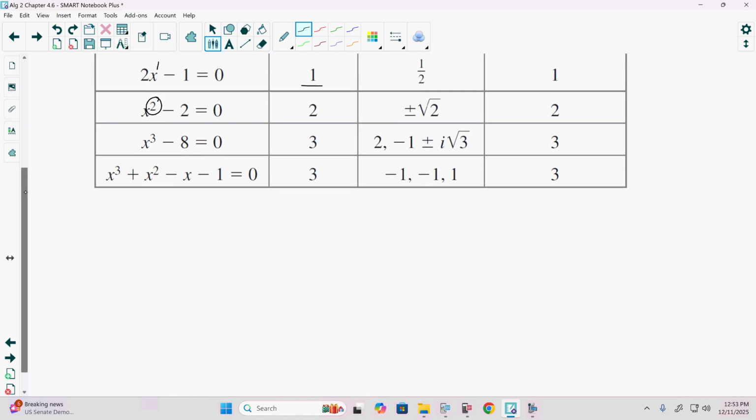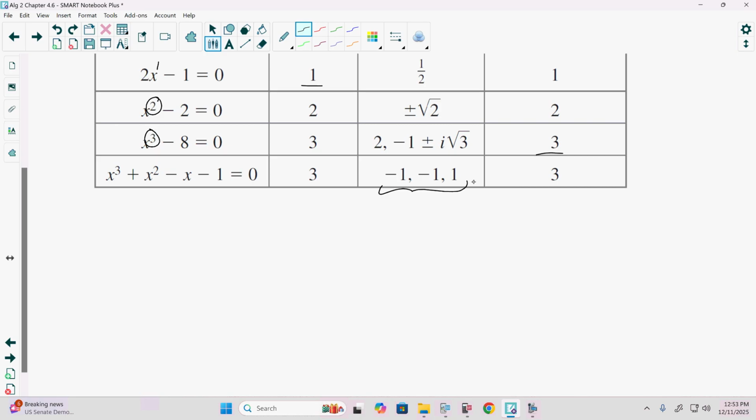Next one we have is x cubed minus 8 equals 0. Since the degree is 3, the solutions would be 2, negative 1 plus i square root of 3, and negative 1 minus i square root of 3, giving us a total of 3 solutions. And lastly, x cubed plus x squared minus x minus 1 equals 0 is also degree 3, giving us solutions of negative 1 and 1. We have 3 solutions there.